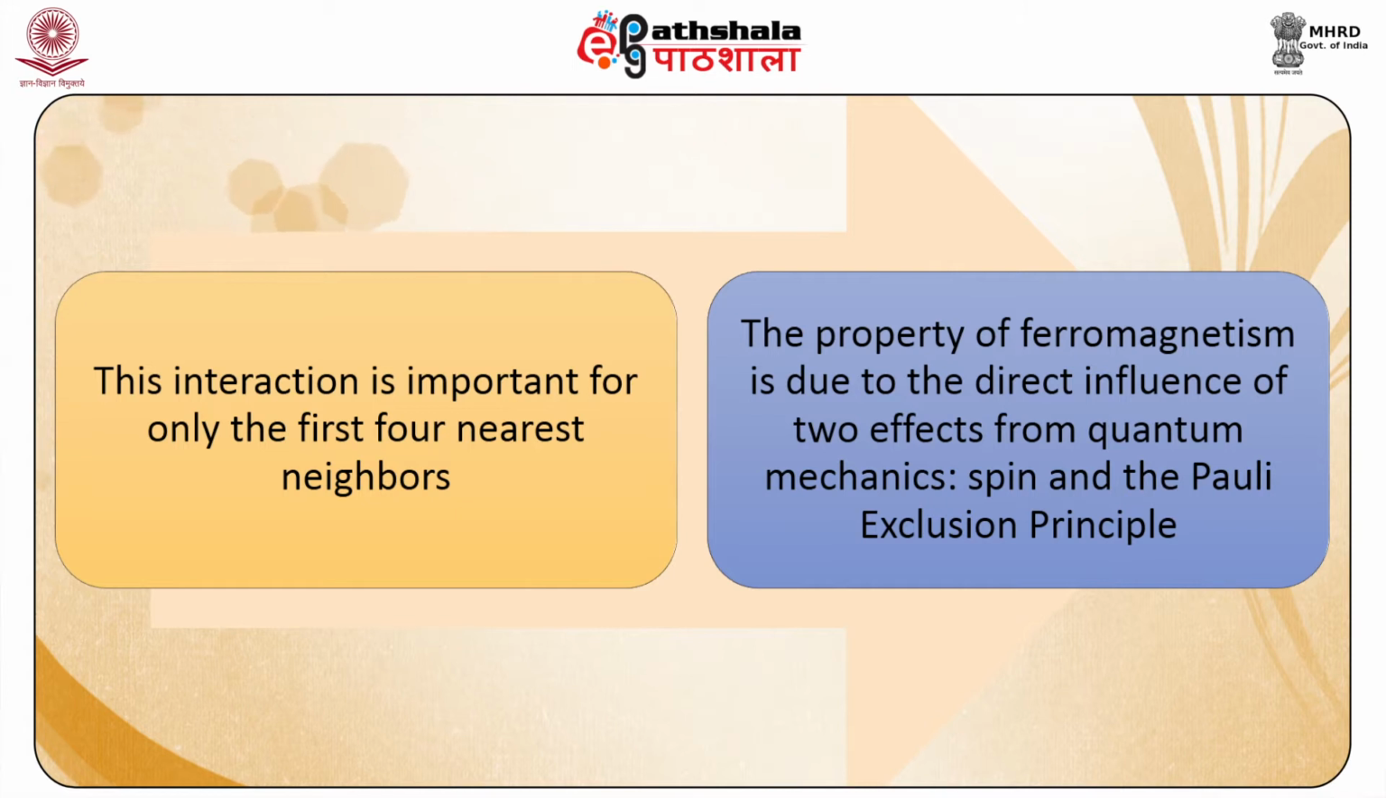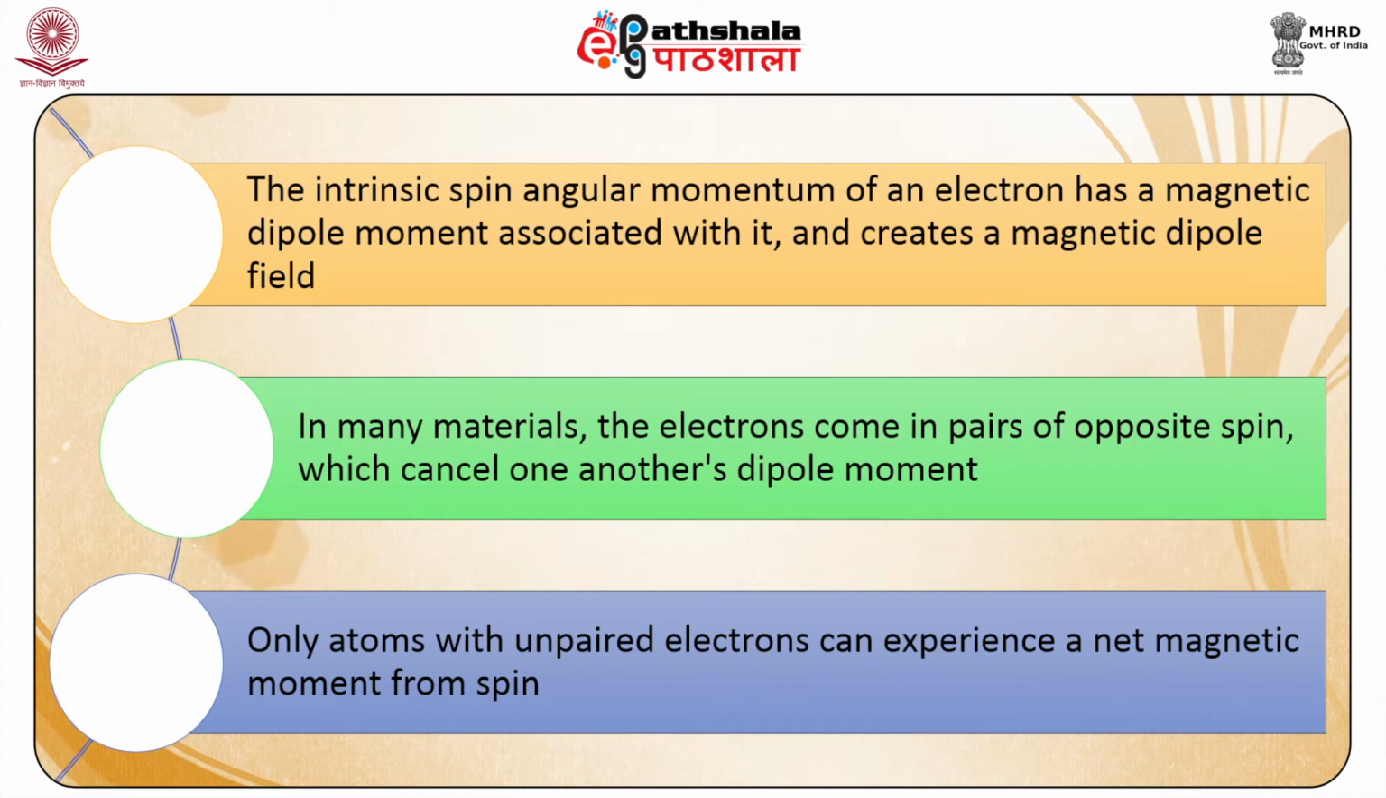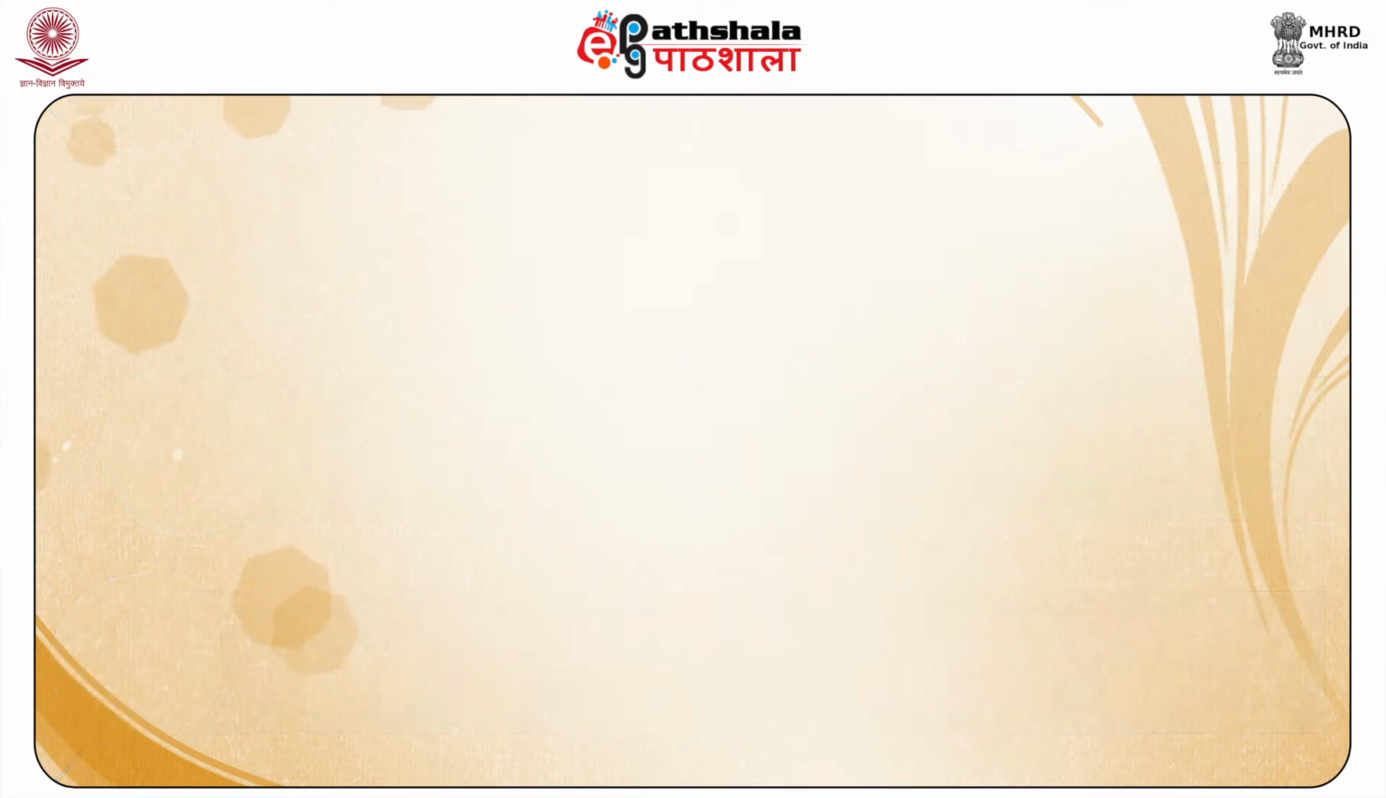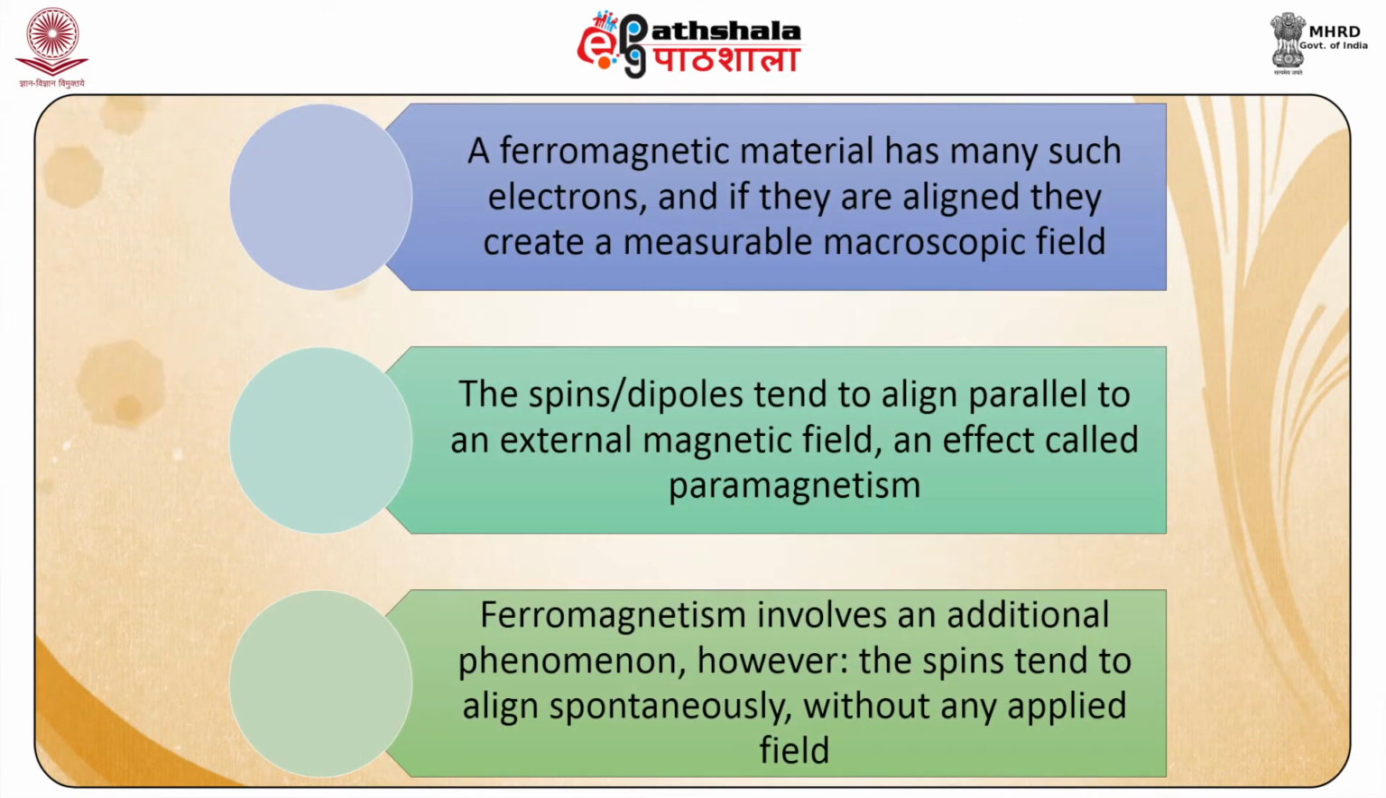The property of ferromagnetism is due to the direct influence of two effects from quantum mechanics, that are spin and the Pauli principle. The intrinsic spin angular momentum of an electron has a magnetic dipole moment associated with it and creates a magnetic dipole field. In many materials, the electrons come in pairs of opposite spin which cancel one another's dipole moment. Only atoms with unpaired electrons can experience a net magnetic moment from spin. A ferromagnetic material has many such electrons, and if they are aligned, they create a measurable macroscopic field.